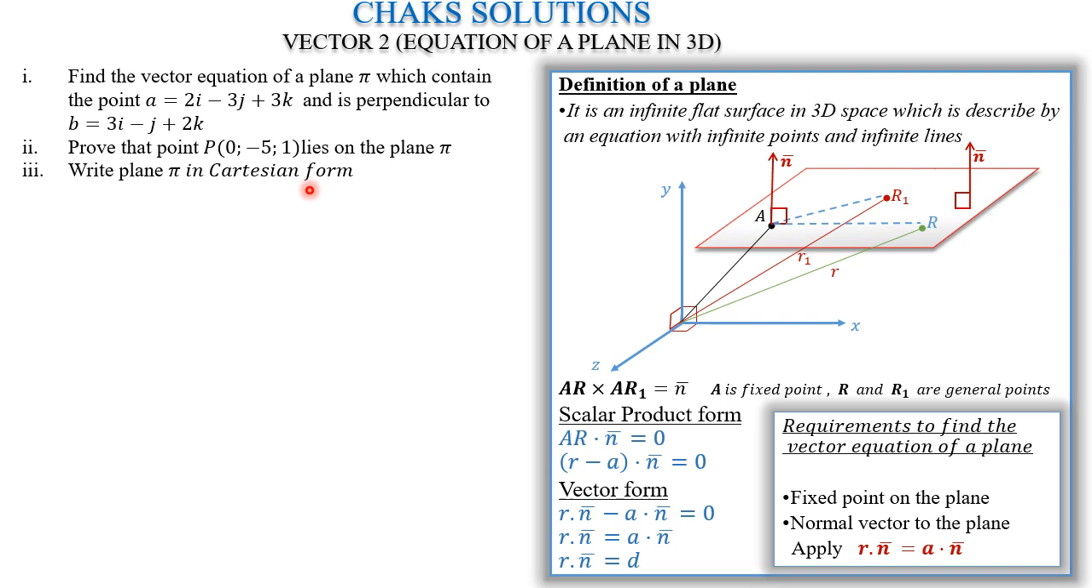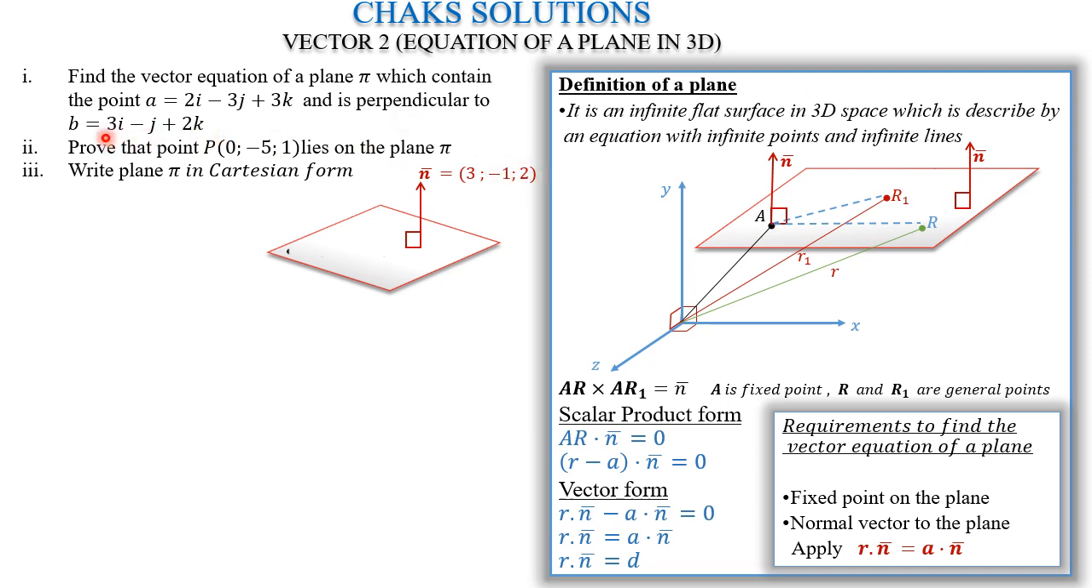Alright, so let's try to draw the diagram so that you can see how it looks. This is our plane, and this is the normal vector, which is perpendicular to the plane. You can see it's a vector perpendicular to the plane, which is 3, minus 1, 2.